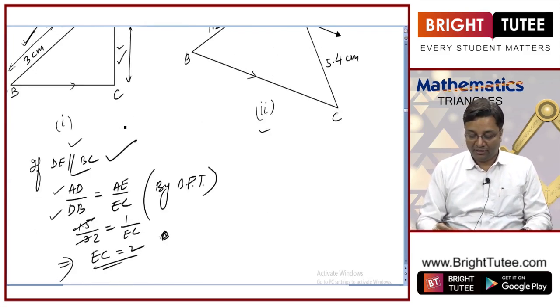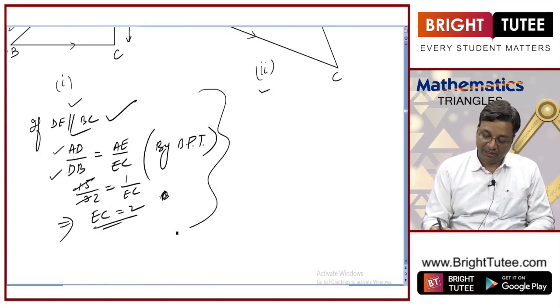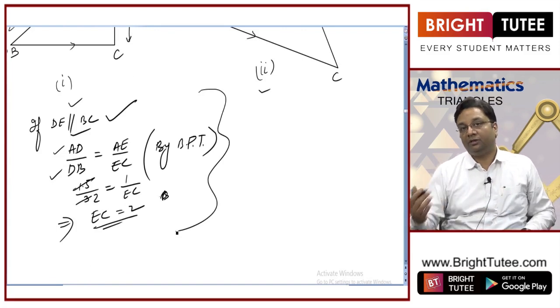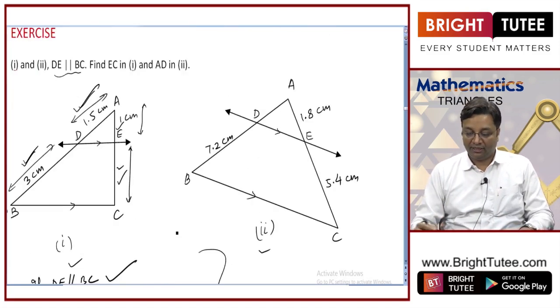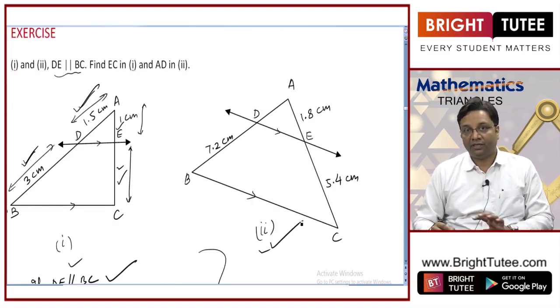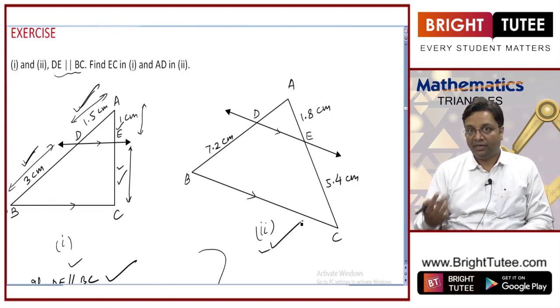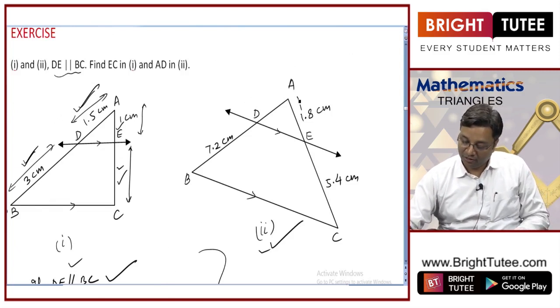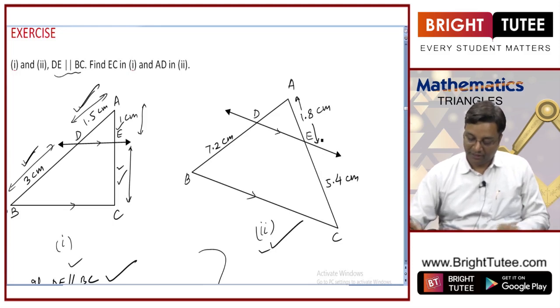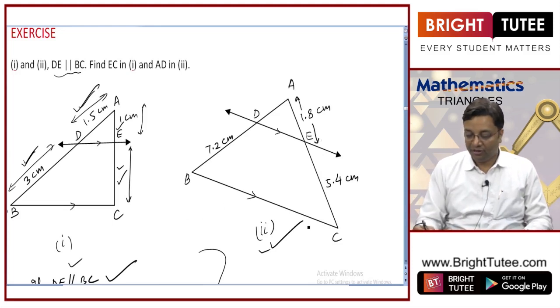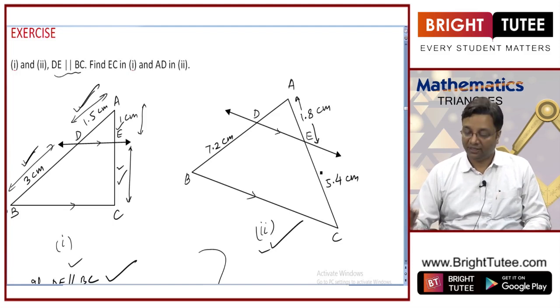Similarly, this method or this working you need to show in your examination. To understand this part here, I will not do the working. I will just comment directly. So now look at these two portions. In this also, DE is parallel to BC. So this ratio AD by DB will be equal to AE by EC, right?